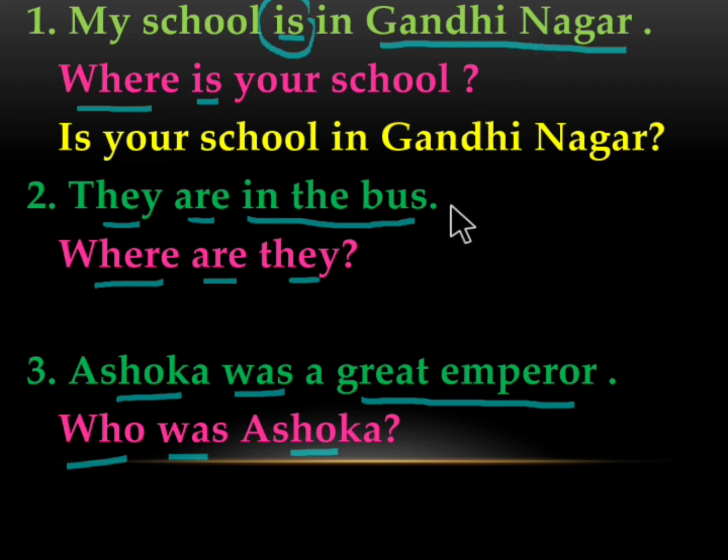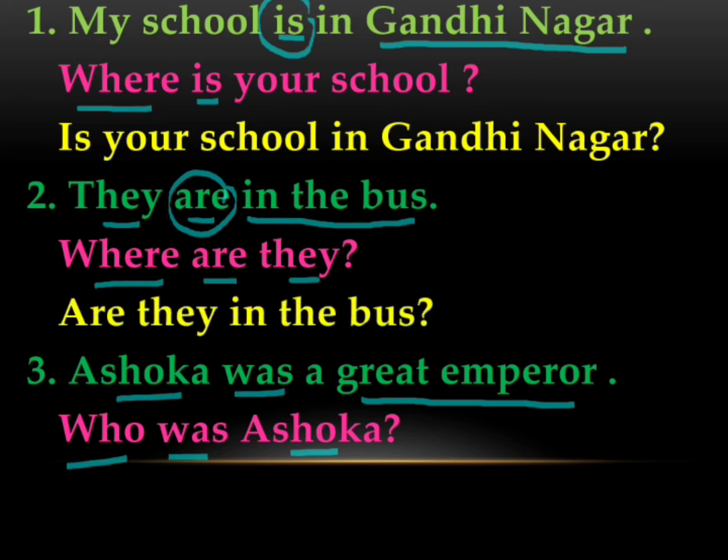Let us see the yes or no type of question for the next statement. They are in the bus. The auxiliary verb is "are," and we can begin the yes or no type of question with "are." So the question is, are they in the bus? Yes, they are in the bus.